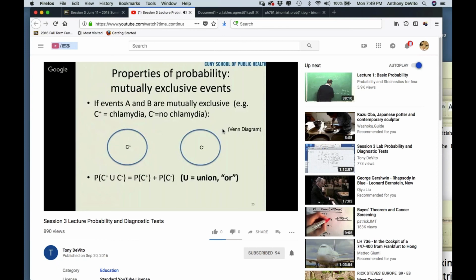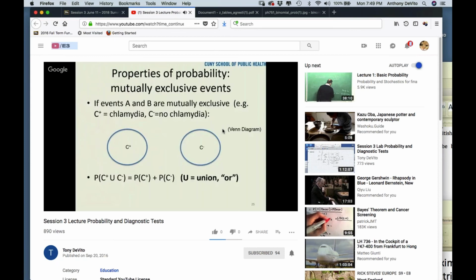So this is the probability of the union for mutually exclusive events. If they're not mutually exclusive, would it be more or less than this? If they're not mutually exclusive, that means they could have overlap. The probability of chlamydia and not chlamydia is 1. It's all possibilities, one or the other. So it adds up to 1.